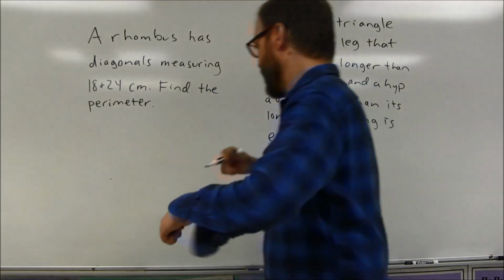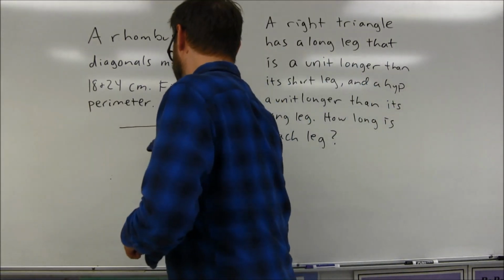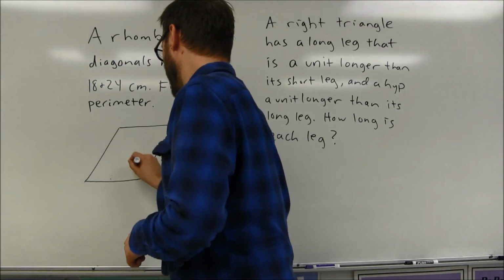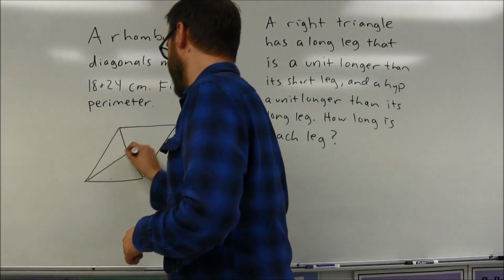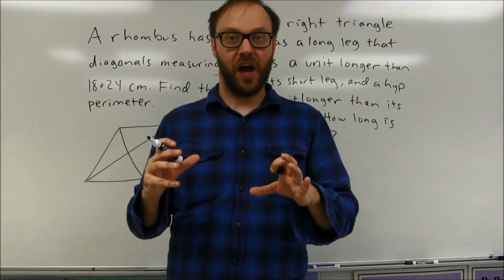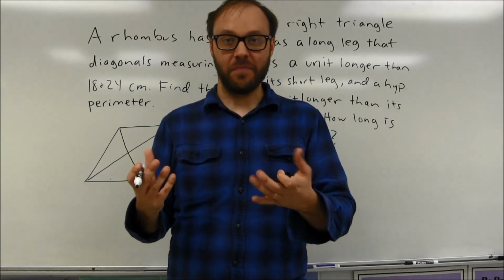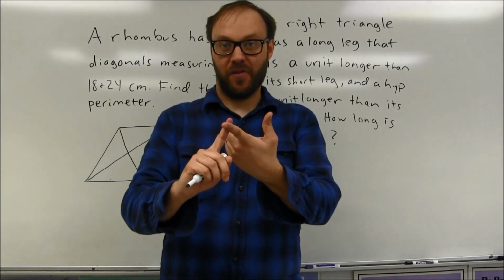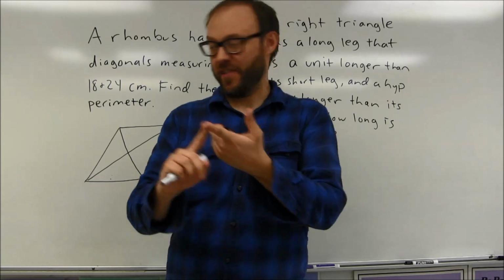So I want to make a quick sketch, and I want to draw in my diagonals here. This does require you to know something about diagonals of rhombuses. A couple things to keep in mind. Number one, a rhombus is a parallelogram, so the diagonals are going to bisect each other.